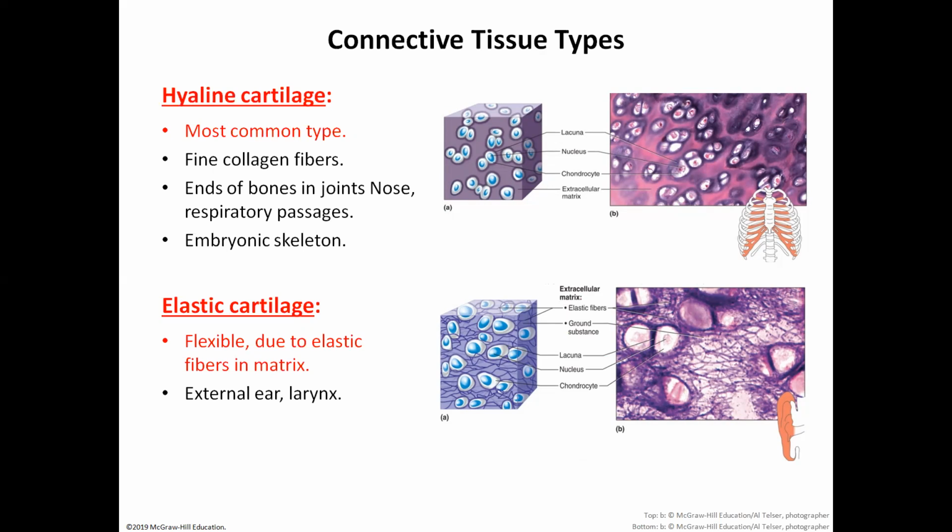Then we have the elastic cartilage. In elastic cartilage, again, you see those chondrocytes, you'll see the lacuna, but now in this extracellular matrix, we see a lot of elastic fibers. Elastic fibers allow for that stretch and recoil. So when you think about your ear or your larynx, like your vocal cords, that's where we're going to be finding it.